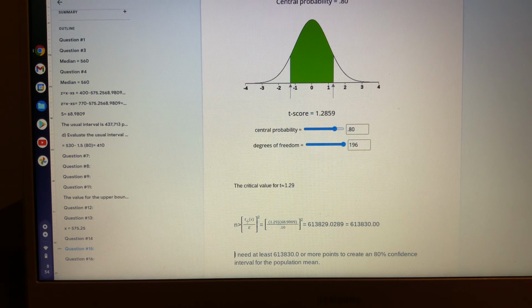As you can see, I need at least 613,830.0 or more points to create an 80% confidence interval for the population mean.